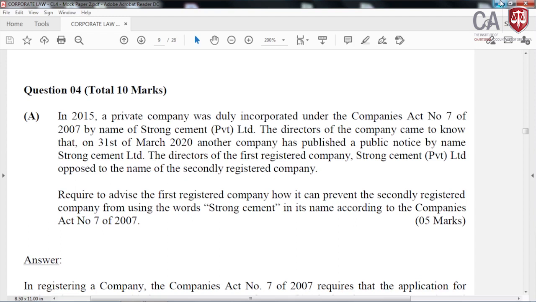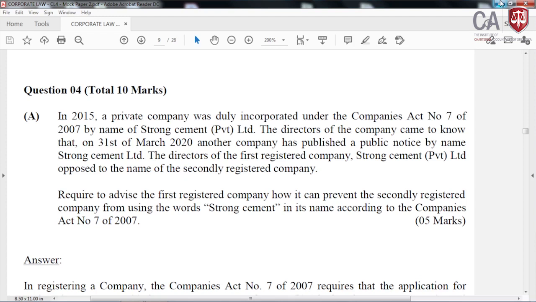Now in 2015, a private company was duly incorporated under Companies Act number 7 of 2007 by the name of Strong Cement Private Limited. The directors of the company came to know that on 31st of March 2020, another company has published a public notice by the name Strong Cement Limited. The directors of the first registered company, Strong Cement Private Limited, opposed the name of the secondly registered company.